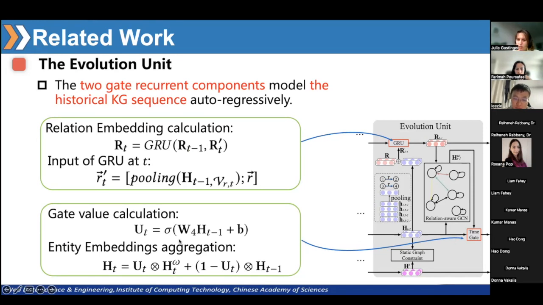Specifically, the final entity embeddings are calculated from two parts. The first is the output of the graph component at the current timestamp, and another is from the entity embeddings at the previous timestamp, and we calculate the gate value according to the evolutional representations of entities at the previous timestamp.